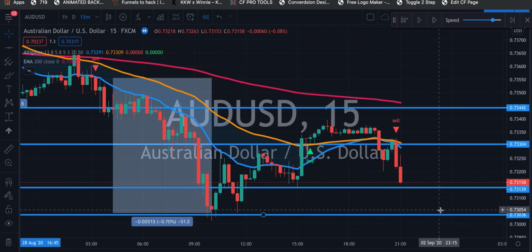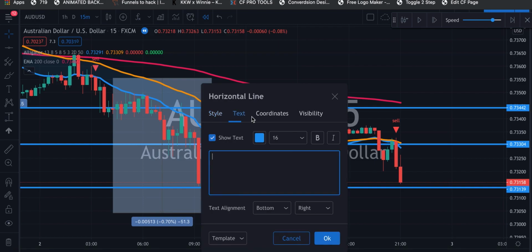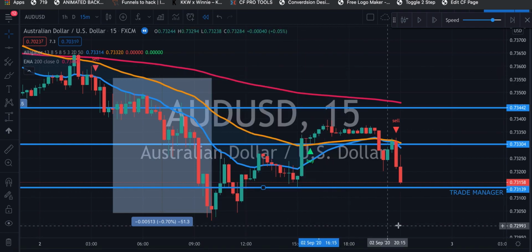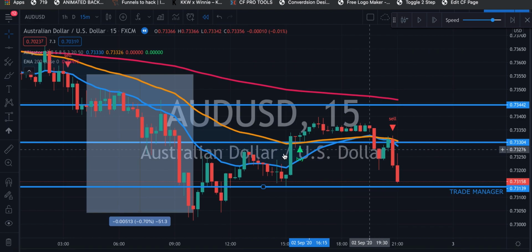Let me delete this line. I'm gonna put "trade manager kicks in." So trade manager kicked in, and we got a sell. Would I have done the sell? Yeah, I would. So we're gonna keep this buy open. We're gonna let trade manager handle that. I'll tell you if it won and how it works. Let me keep hitting play.